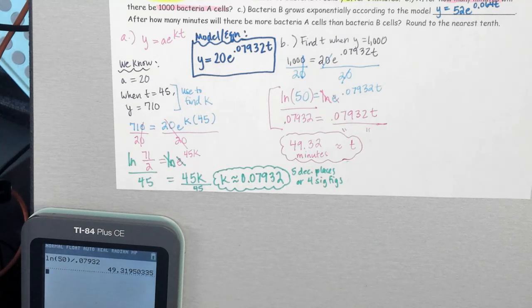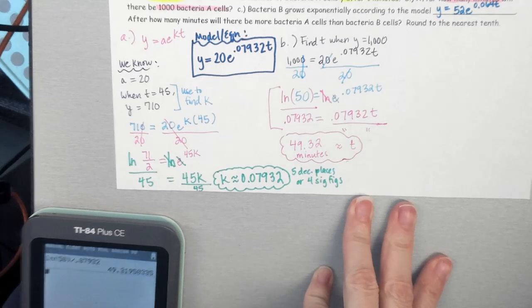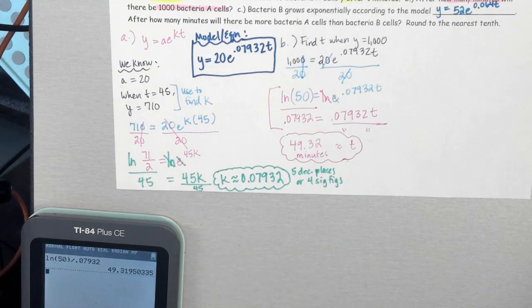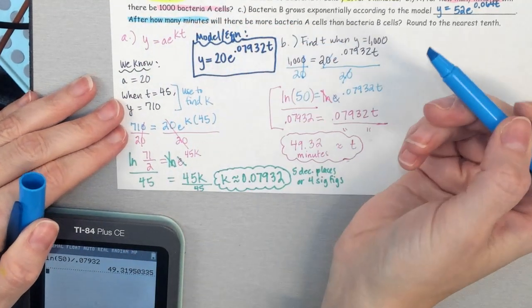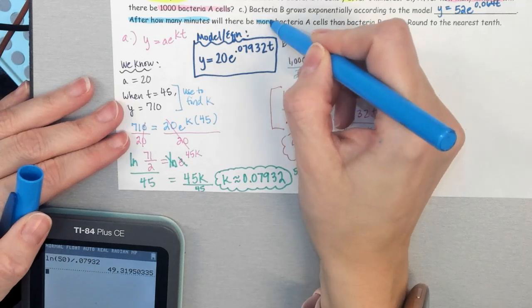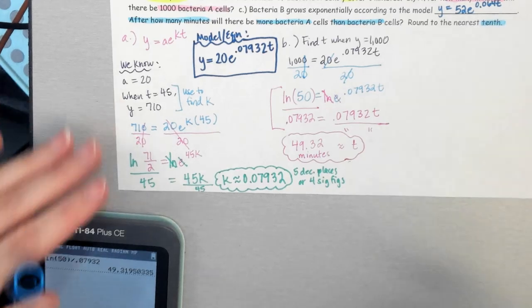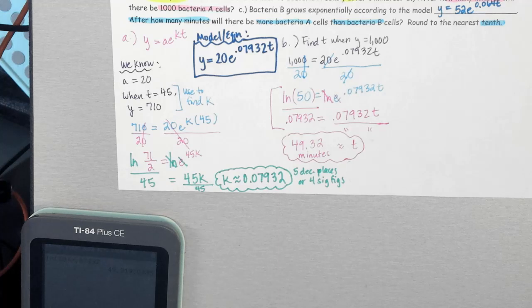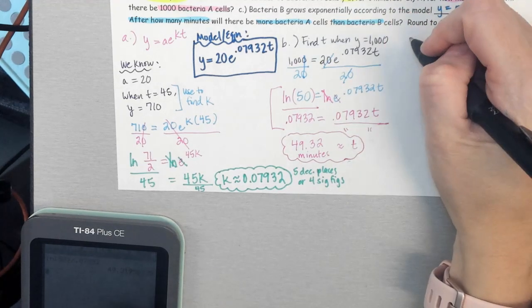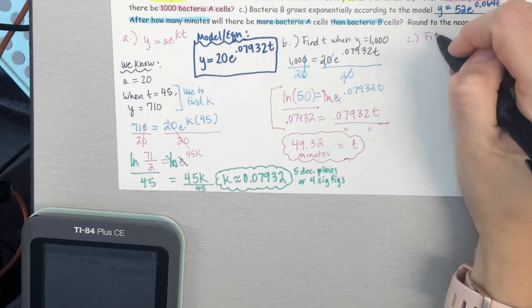Okay, after how many minutes will there be more bacteria A cells than bacteria B cells? And it does tell you to round to the nearest 10. So after how many minutes, so that means time, will there be more bacteria A than bacteria B cells? And we're going to round to the nearest 10. Okay, so what we're trying to find here is T, because we're finding the time.